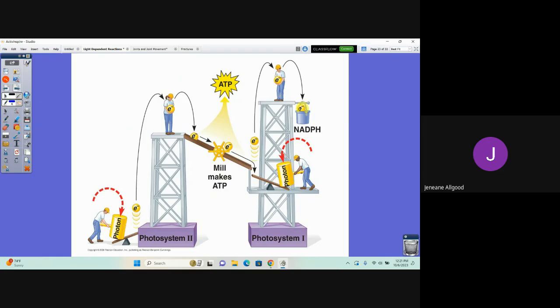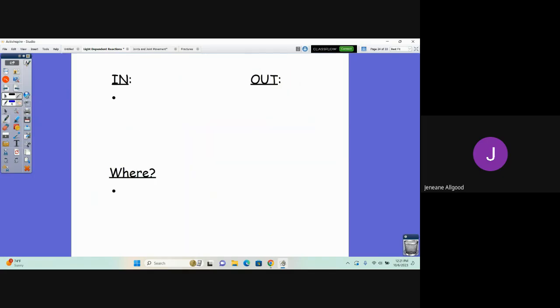So yeah, that's all I want to say about that. All right. Let's do our ins, outs, and wheres. Even though this is not all you need to know about this, it is some of what you need to know. So I always like to summarize a process this way.